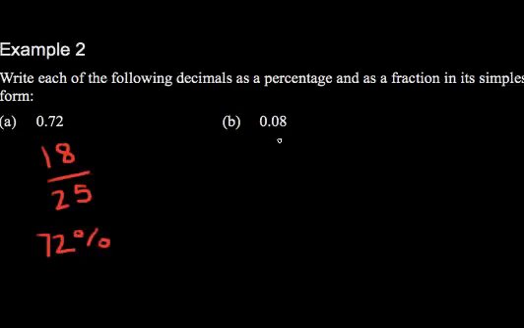Right, so 0.08 as a fraction, if I type 0.08 equals, it says 2 out of 25. And well, I don't need to use the calculator to see what this is as a percentage, just multiplying it by 100 brings it to 8%. Easy.